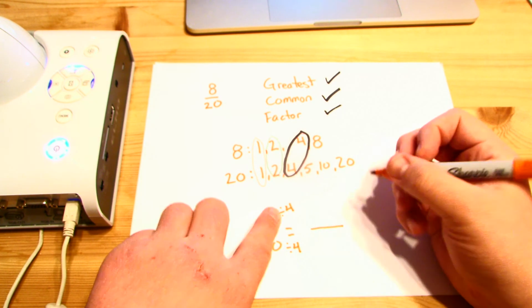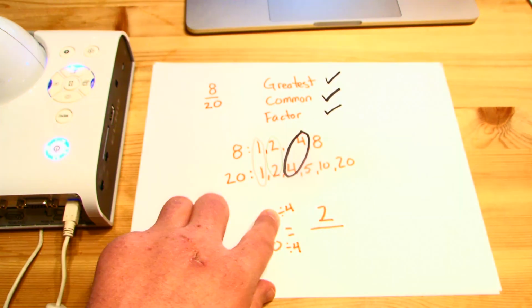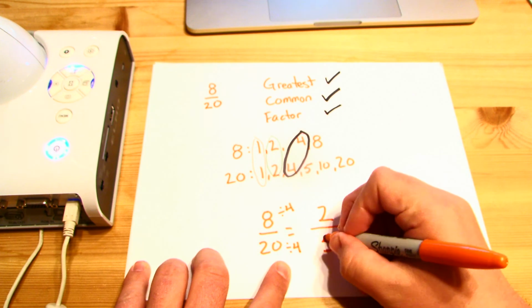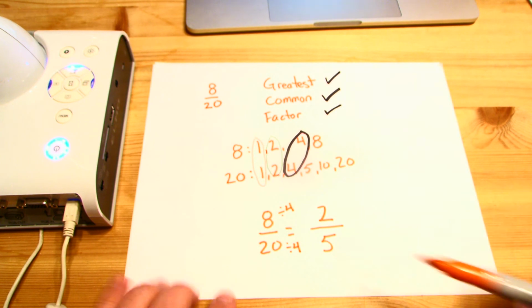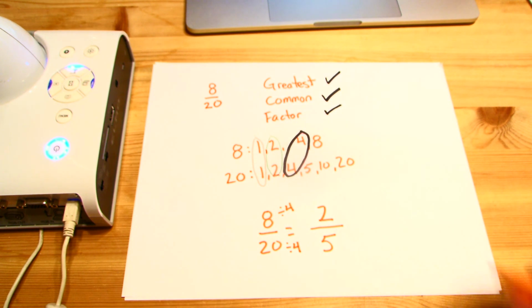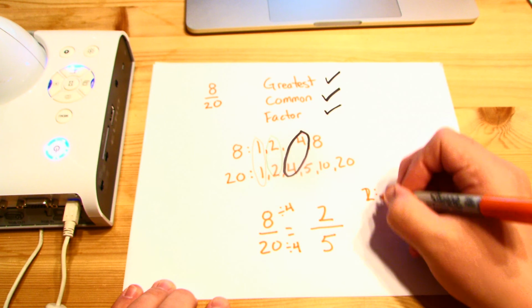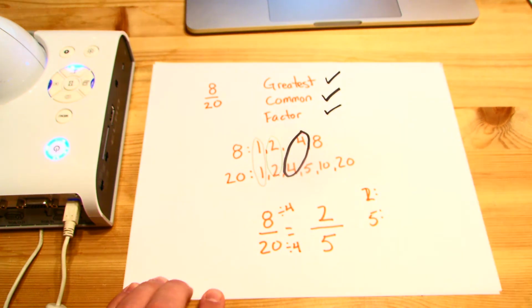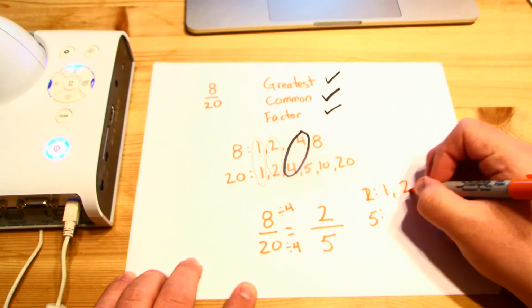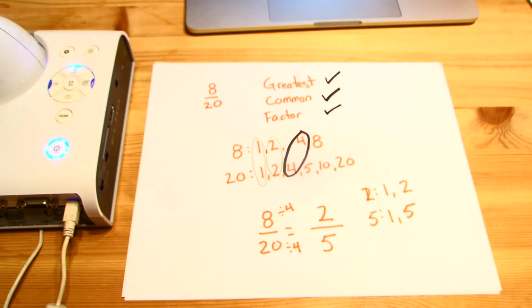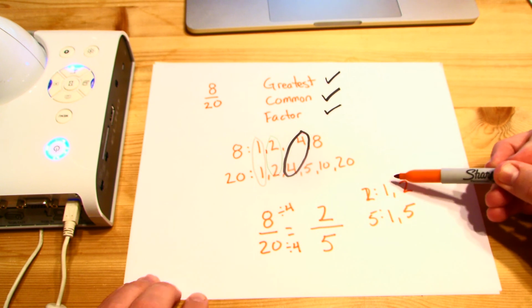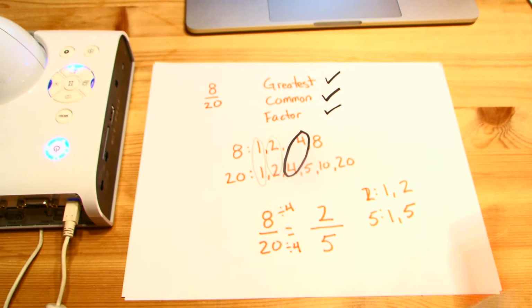8 divided by 4 equals 2. 20 divided by 4 equals 5. And this is now my most simplified version. You can check this by looking for the factors between 2 and 5. And the only factors for 2 are 1 and 2, and the only factors for 5 are 1 and 5. And if your greatest common factor is a 1, that means that this answer is as simplified as it can be. All right, good luck and happy reducing.